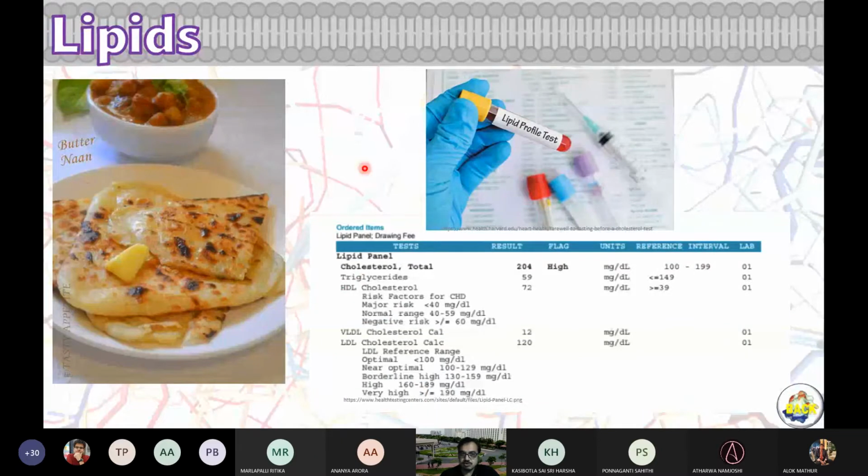So do lipids always cause problems? That we are going to find out today.